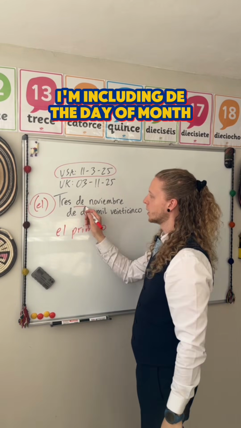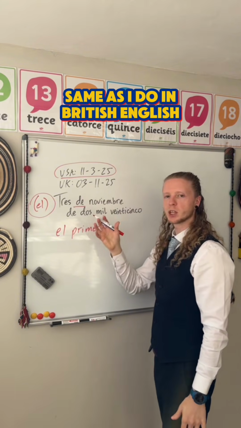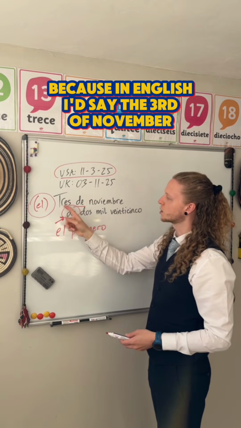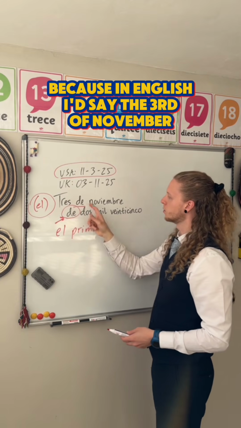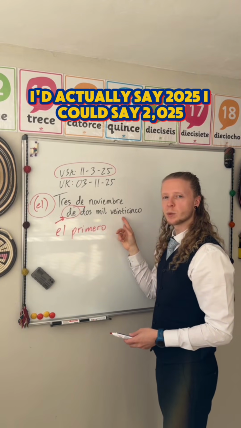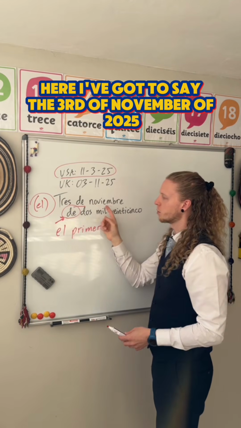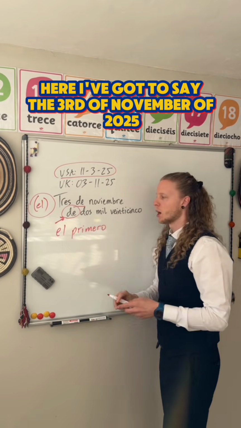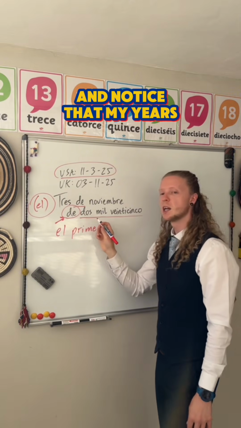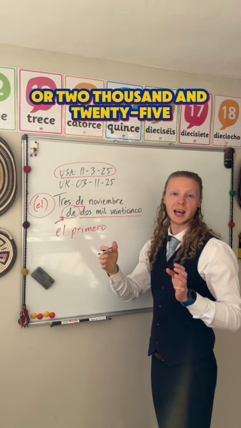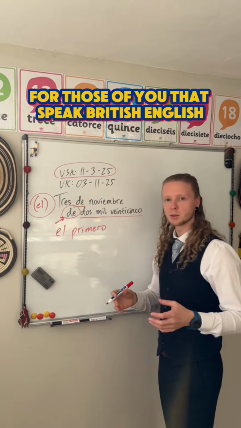I'm including de, the day of month, same as I do in British English, but this day is something that can catch people out because in English I'd say the 3rd of November, I'd actually say 2025. I could say 2025. Here I've got to say the 3rd of November of 2025, and notice that my years, I'm actually having to say 2025 or 2025 for those of you that speak British English.